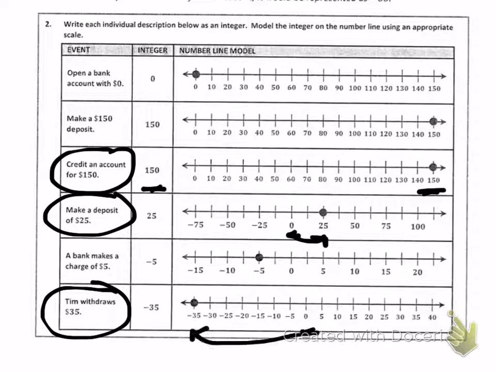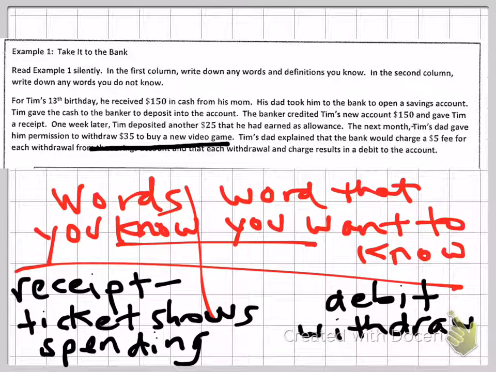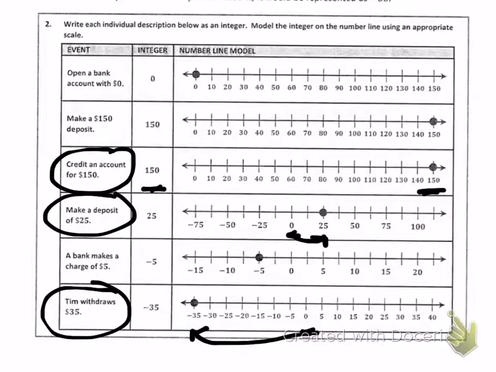And if we go back to this, then Tim's dad explained that the bank would charge a $5 fee. So every time you see a charge, that means that they're going to charge you a fee. Like, it's going to cost money every time you withdraw. That means take out. So that's where you see the next example on the number line, where the bank makes a charge of $5. So it's the bank, oops, wrong way, start from 0. The bank charges $5, so it's going to be a negative 5.